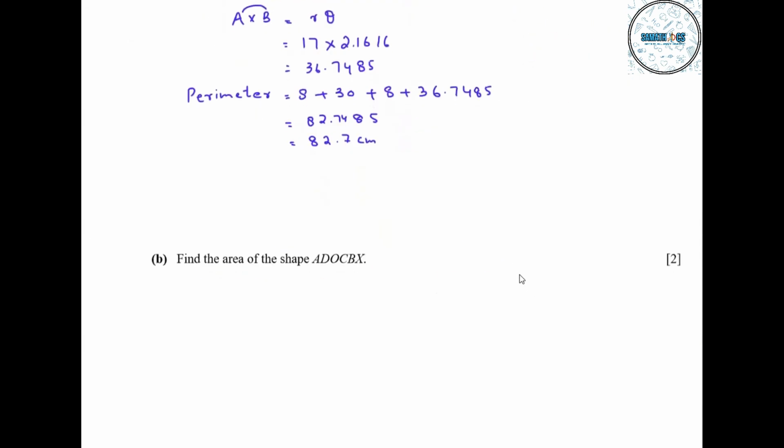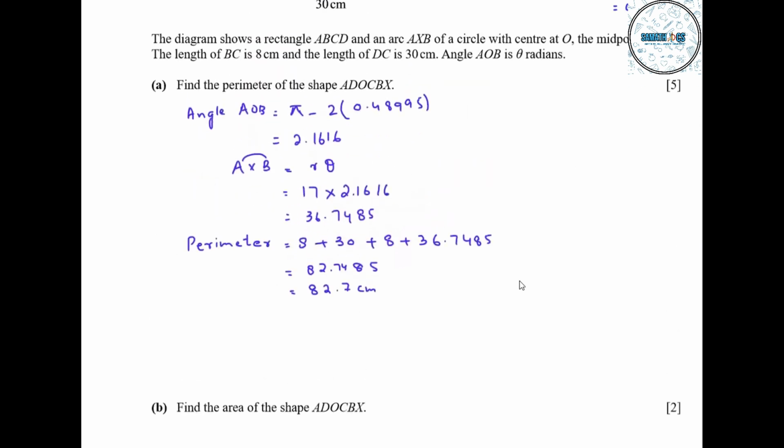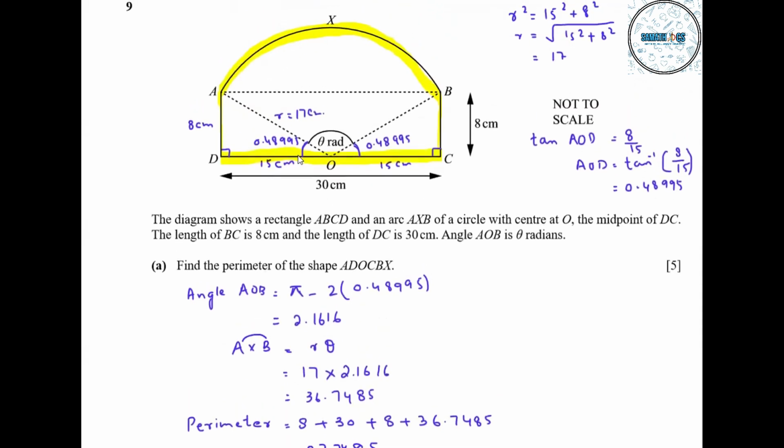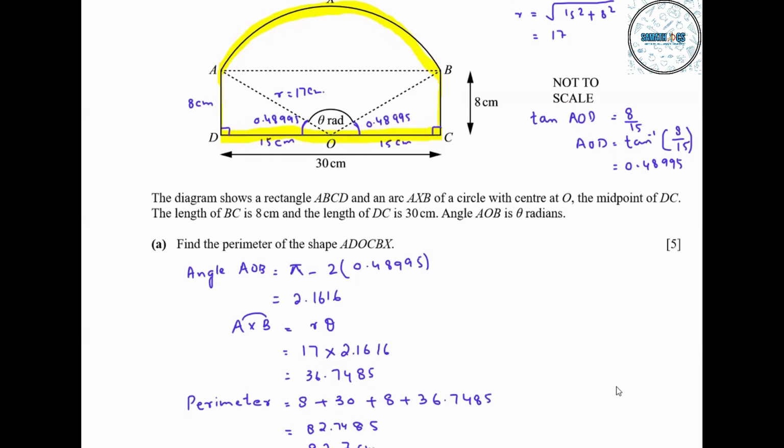In the B part, we have to find the area of the shape ADOCBX. We have to find out the area of this whole shape, right? Now you can see that this whole shape, consider this one sector and these two triangles, right? So we can easily find out the area of these two triangles because we have base, we have height. So we can simply find out by using half into base into height. And for this sector, half into r square theta.